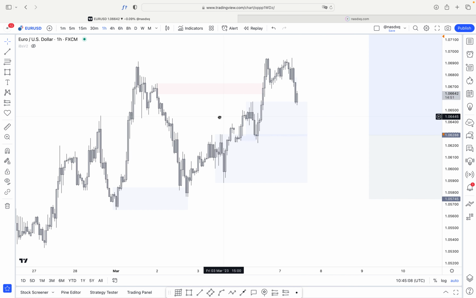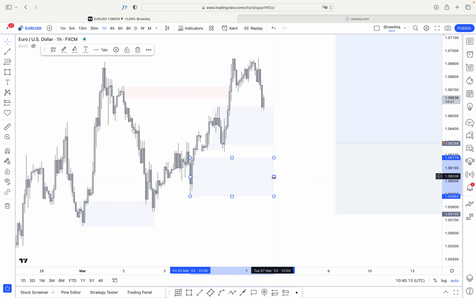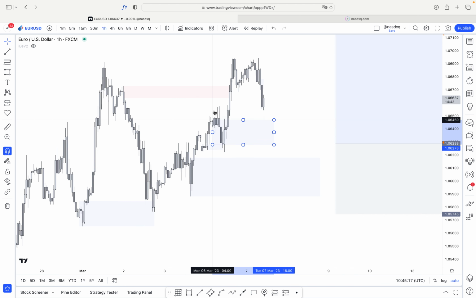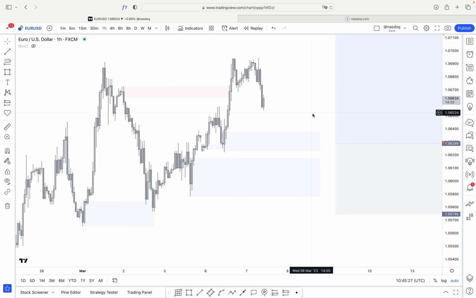So if we go on to the hourly, obviously if you want to refine that to the hourly, you've got that position there like that, and then you've got this position here like that. So we could just cover this whole section here. So we've got two areas that we could go long from. Now, the area that could potentially be used as inducement is this zone right here.